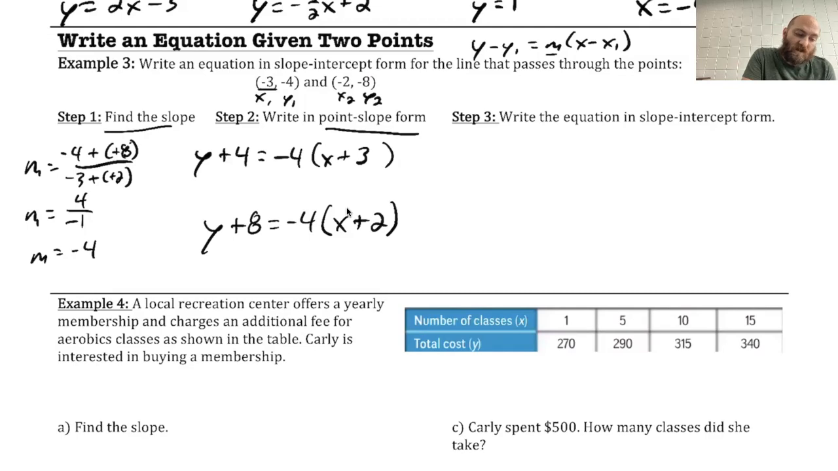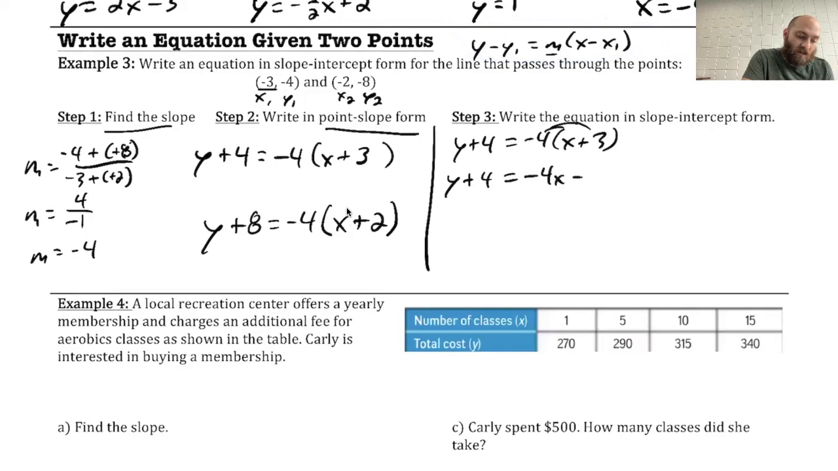Now it says to write the equation in slope-intercept form. The easiest way to do this is we're just going to transform this and solve it for y. So I'll start with this one. And we're going to take -4, distribute it. So y plus 4 equals -4x minus 12. Now if I subtract 4 over to both sides, I get y equals -4x minus 16.